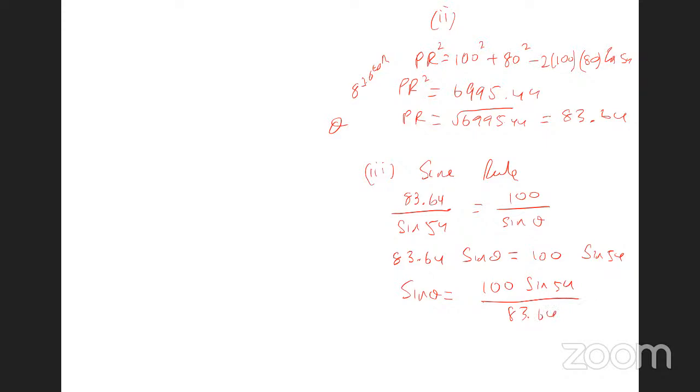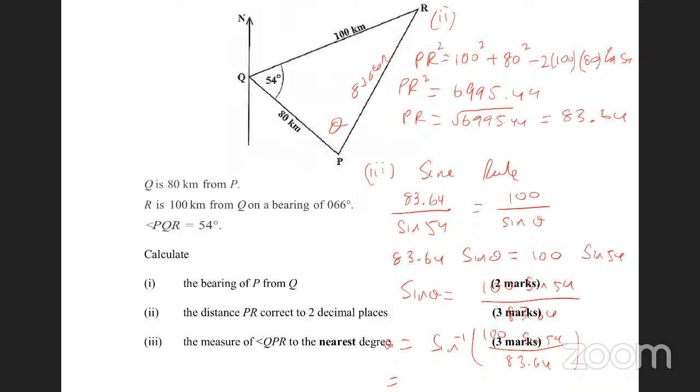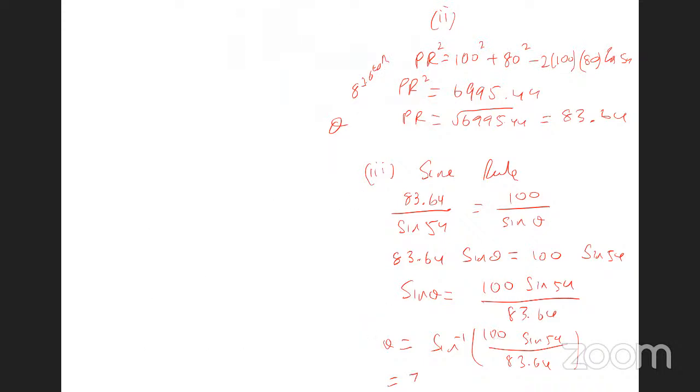You don't have to work it out. What you can do is just find sine inverse here. When you find sine inverse here, then you don't have to worry about rounding too much. How much did you get? 75. To the nearest degree, 75. Nice.